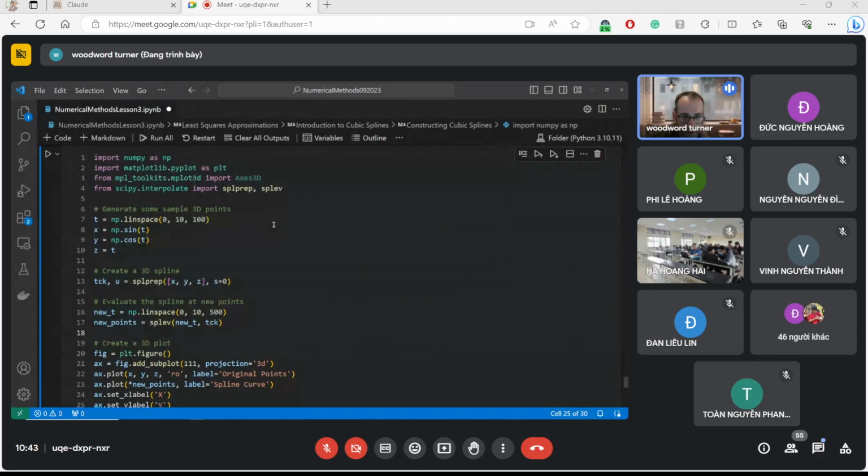All right, so I want to generate some sample 3D points. I just have a value t between 0 and 10, and I'm going to grab 100 points. And then I'm going to have 3 variables that rely on t, right? So this is a parameterized surface. This is sine t, cosine t, and then z is t. So if you're pretty good with geometry, you probably noticed right away this is a cylinder, right?